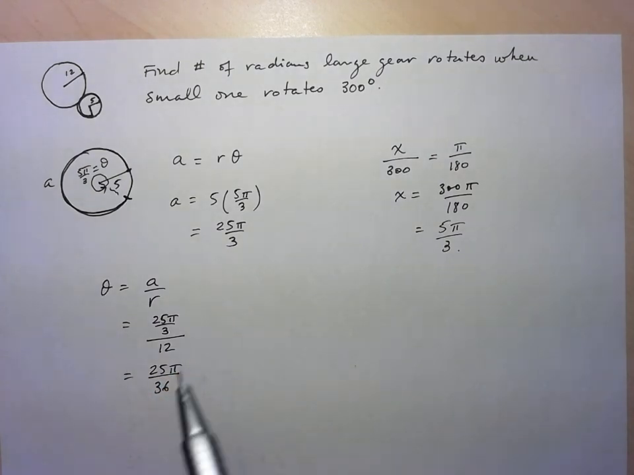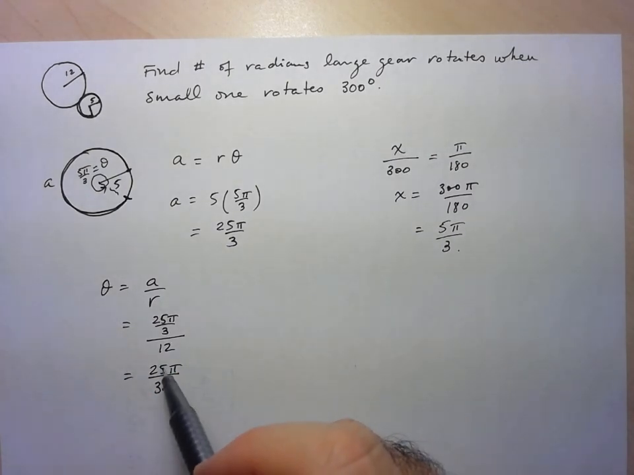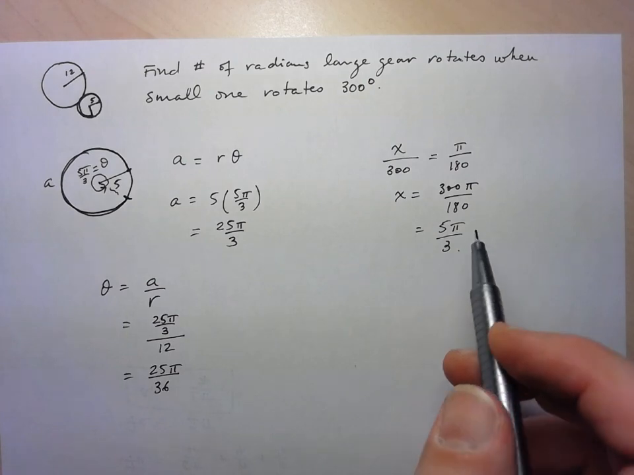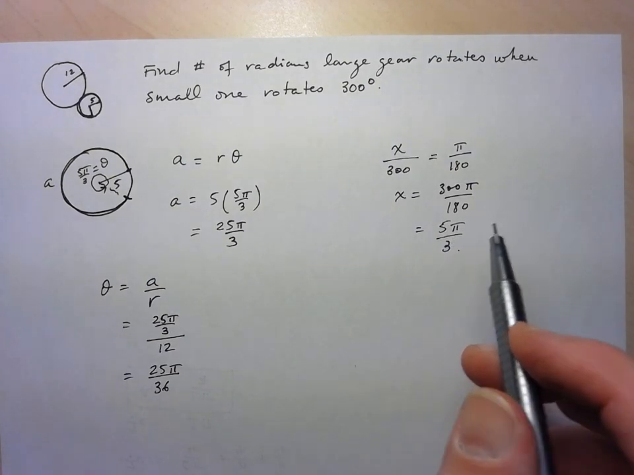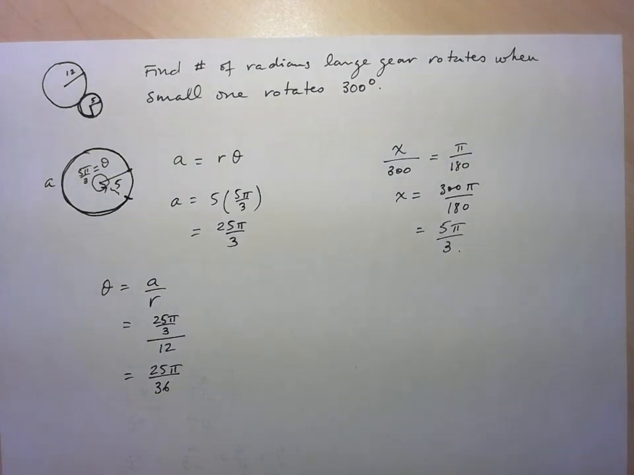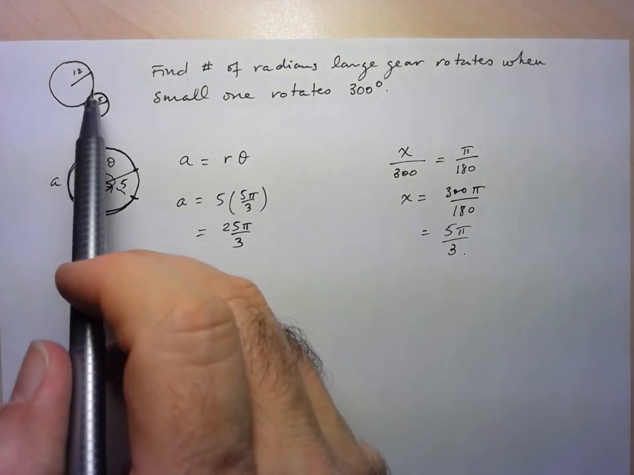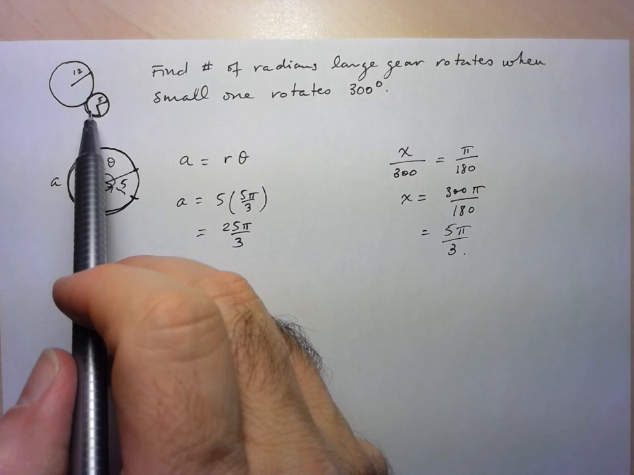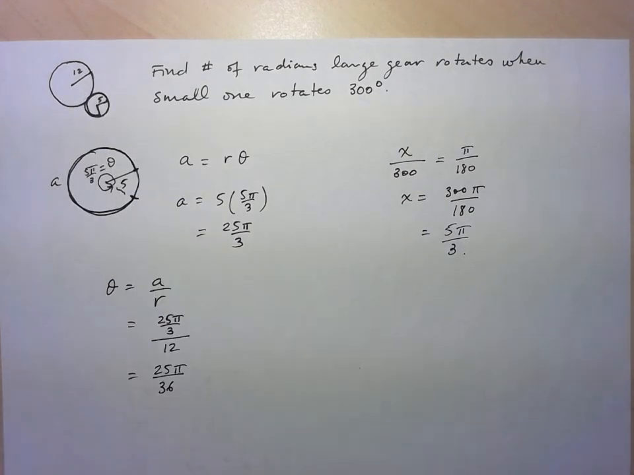And by the way, if you take a look at this angle, 25 pi over 36 is clearly smaller than 5 pi over 3. But that should be expected, given that the smaller wheel is going to turn a larger angle for the same amount of distance. That's it for this one.